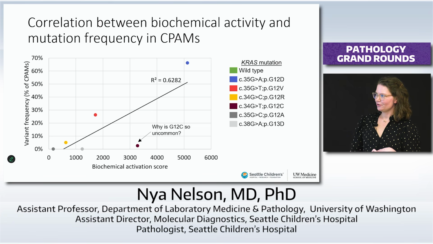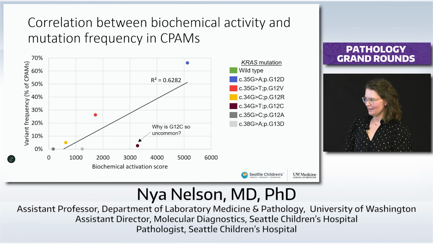Here we are returning to our graph once more of variant frequency versus biochemical activation score. And again, that most activating KRAS variant G12D is most common. And once more, G12C is less common than you would predict based upon its activation score.